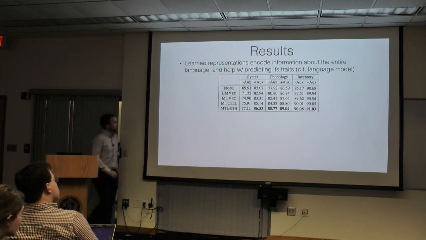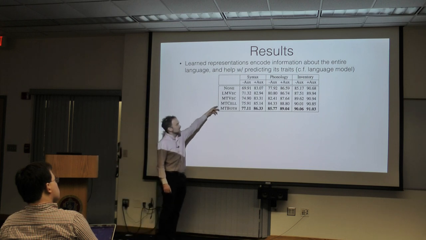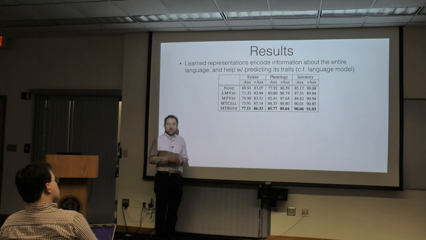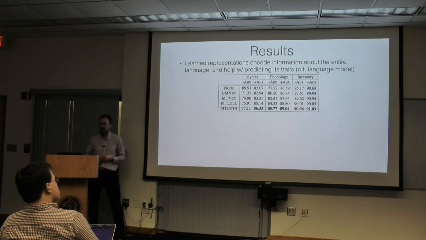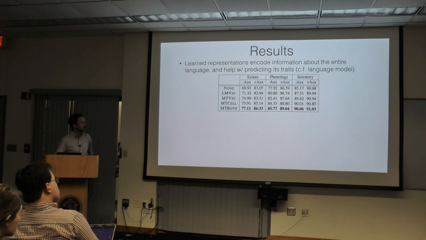Another thing to note here is that we found that the machine translation model is much better than just training a language model. Training a language model is basically predicting the next word in the sentence without any bilingual signal. And this confirmed our hypothesis that translation is a good task to learn these things.